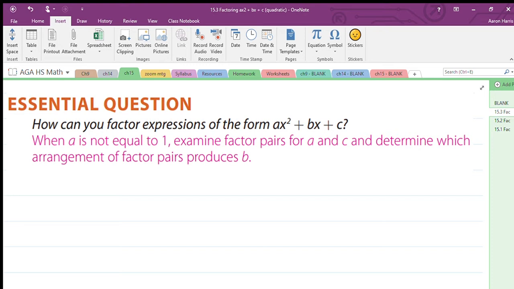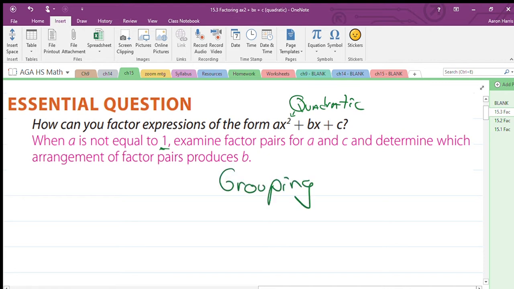Essential question of the day. How can you factor expressions of the format ax squared plus bx plus c? That is a quadratic. Quadratic because it has the highest power of what? 2. Beautiful. When a is not equal to 1, examine factor pairs for a and c and determine which arrangement of factor pairs produces b. We're going to do it by what? Grouping. Okay? So let's get to it.